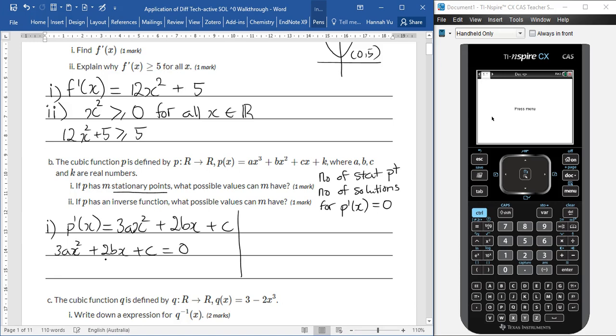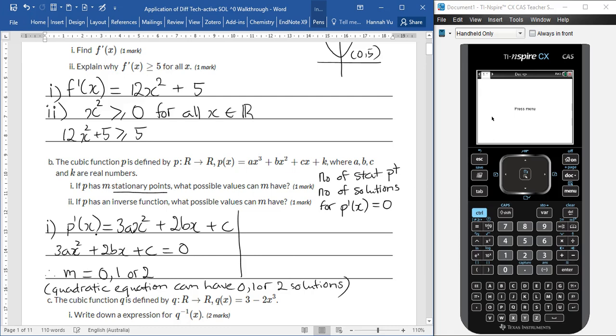It's going to be the equation that I need to solve in order to determine the number of stationary points. And because this is a quadratic equation, you can have 1, 2, or no solutions. So m can equal 0, 1, or 2 because a quadratic equation can have 0, 1, or 2 solutions. Okay, so that's the first part.